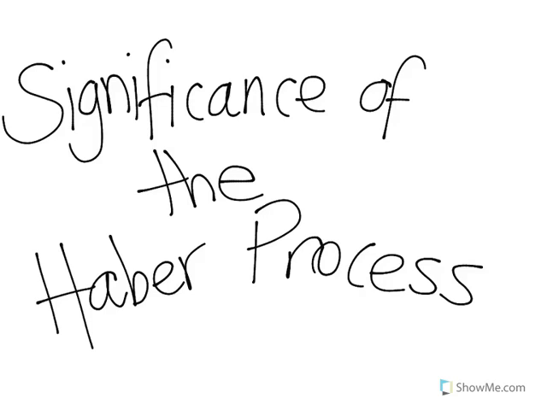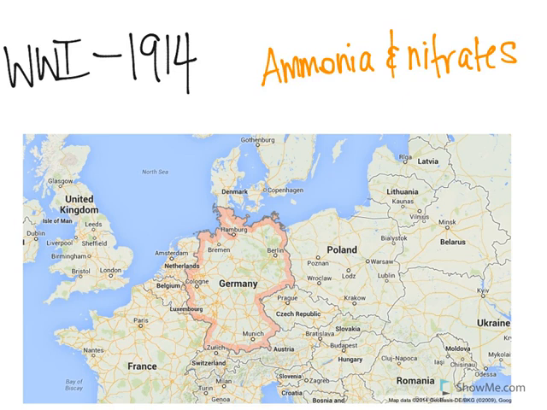This video is going to look at the significance of the Haber process. Now, we've already looked at the Haber process in class, so we're going to look at the history of it, how it came about, and what's the significance of it. So we know Haber was a patriotic German chemist. He wanted Germany to win the war, but he foresaw a bit of a problem.